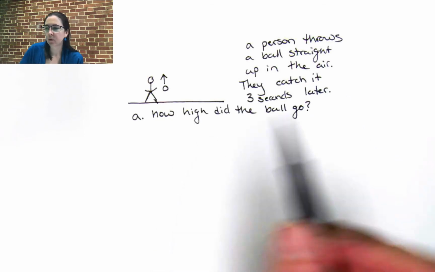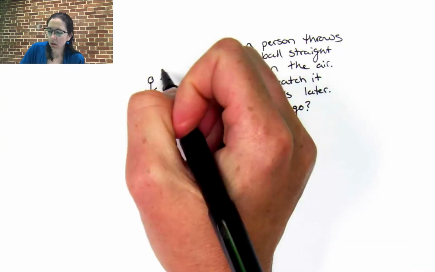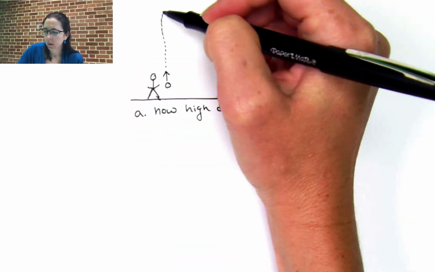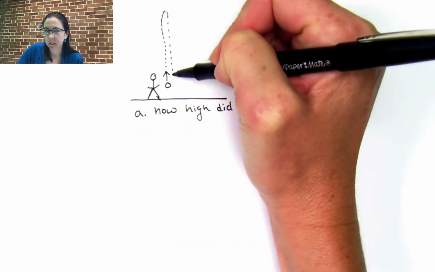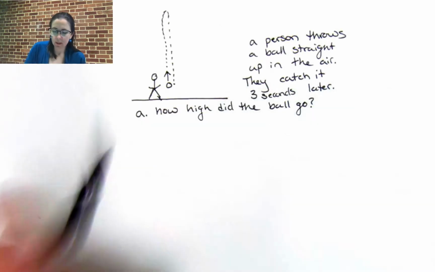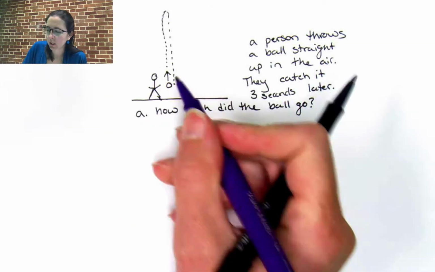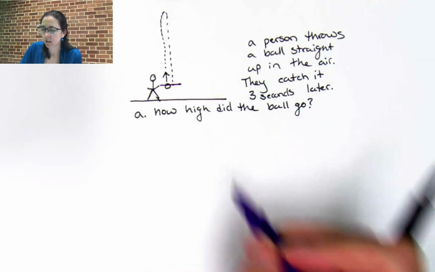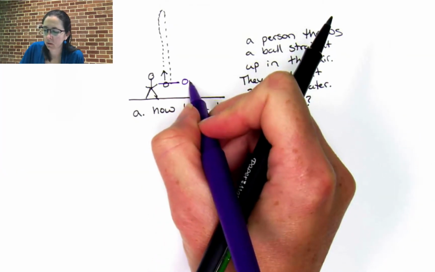Step 1, remember, draw a picture. Step 2, list what you know. So I'm going to say that this ball goes up and then it comes right back down, and they catch it. And so they are throwing it and catching it. I'm going to say that that means that the starting height and the ending height are the same, and I'm going to call that 0 meters.